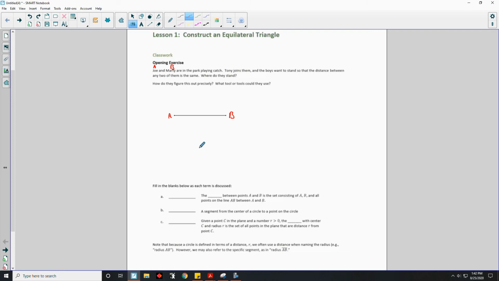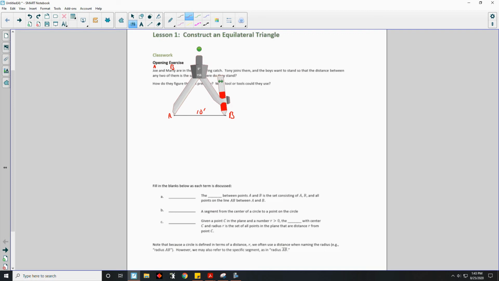So if we put Tony here, he is the same distance as this, but he's also the same distance from B. So a triangle that has 3 sides that are equal in length is called an equilateral triangle. And so if this distance is 10 feet, then I want a point somewhere down here that's 10 feet from A and 10 feet from B, or it could be up here. So what I'm going to do is take my compass, and I put the compass point on A, and then I stretch out the compass to the point on B.